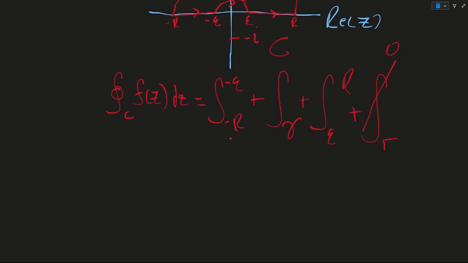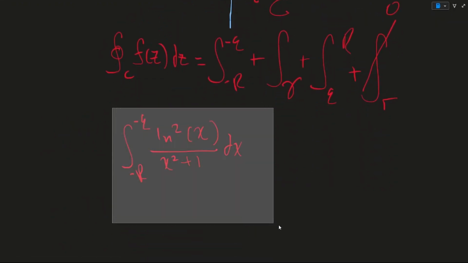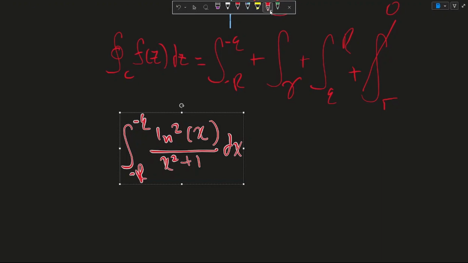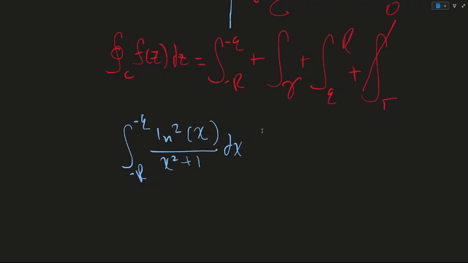And the first one I want to tackle is the integral from negative r to negative epsilon of ln squared of x over x squared plus 1 dx. And notice that we switched back to the x variable because this is going along the real axis. So actually, I can change this color back to blue. Perfect. And so now we can go ahead and just simply perform a substitution because we want to get rid of these negative bounds so that we can see how we might combine this with the other integral from epsilon to r.